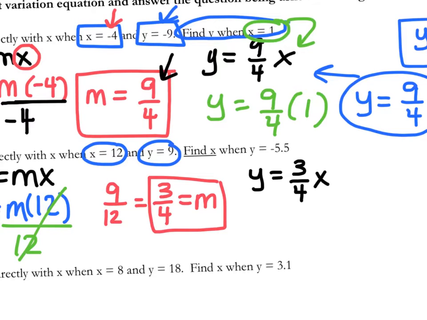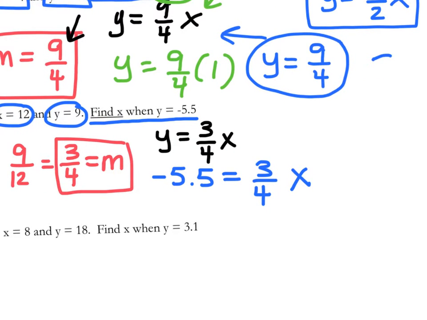And now I do my second part. Find x when y is -5.5. I know this one seems a little ugly. Now, how do I get x by itself here? Because that's what you're trying to do. Well, you could use your calculator and divide both sides by 3/4. You could do something called multiplying by the reciprocal, 4/3. I would probably just use my calculator to divide both sides by 3/4.